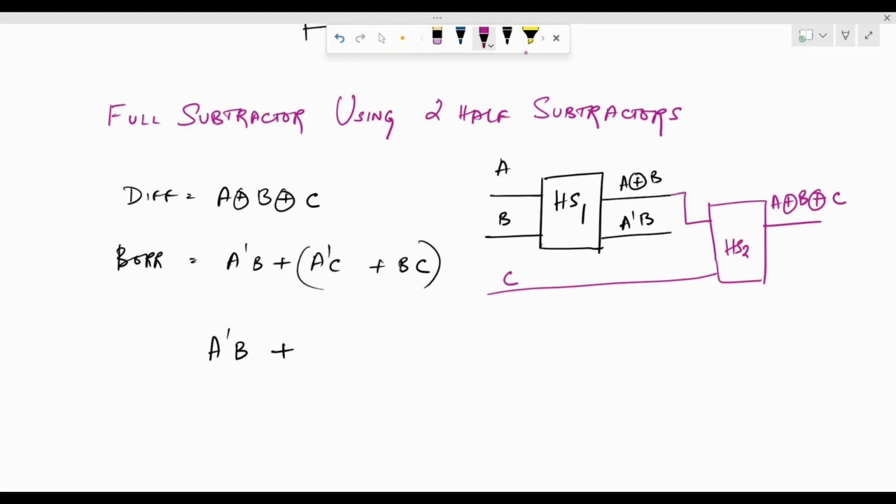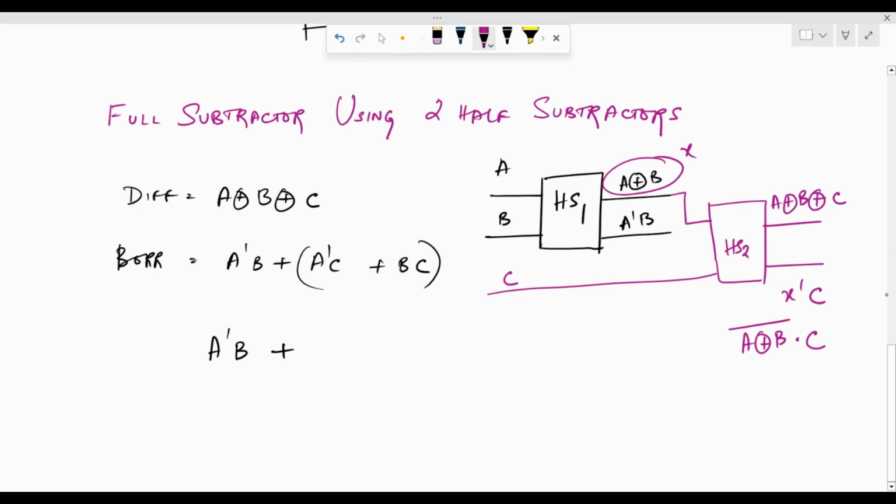Now, what is going to be my borrow? So that will be, if I consider this as say X, it's going to be X dash C. That means it's going to be A XOR B whole bar into C.